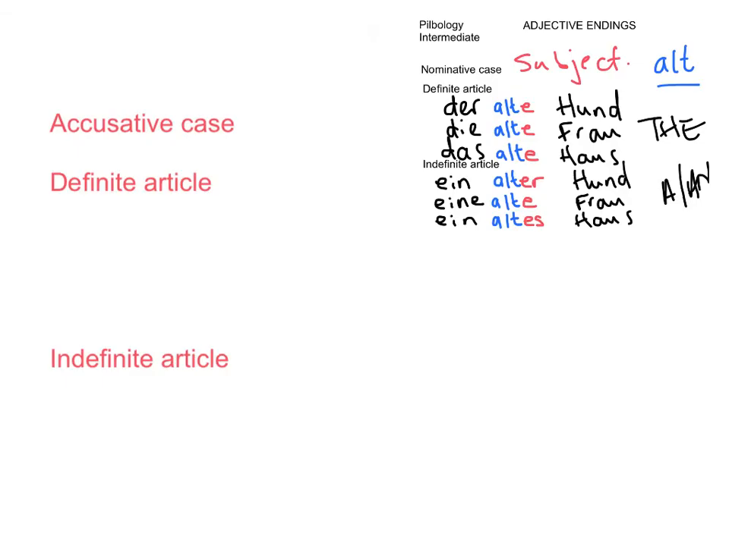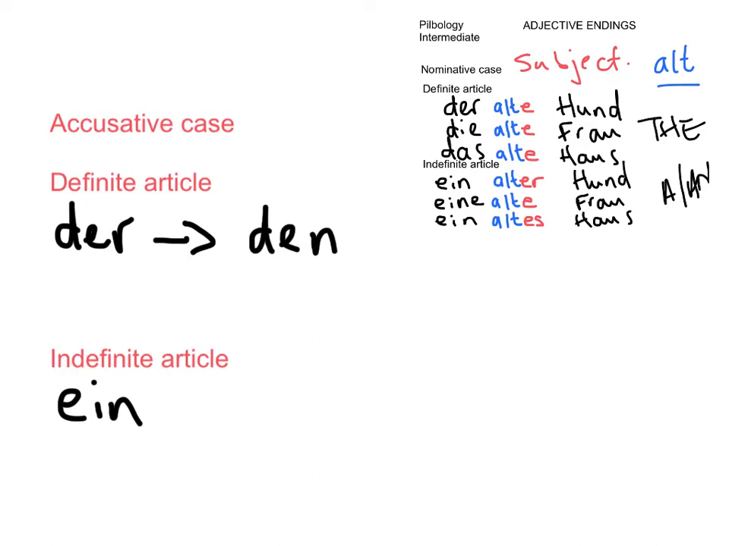Now let's look very briefly at the accusative case. I cannot stress enough that there is only one change here. And that change is when you have the masculine definite article, or we are talking about a masculine indefinite article. In both these cases, here is the change. Der turns into den, and ein turns into einen. Let me give you an example of both. But before I do, let me just say, nothing else changes. It is only the masculine nouns which are affected.